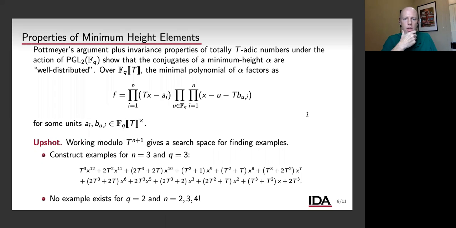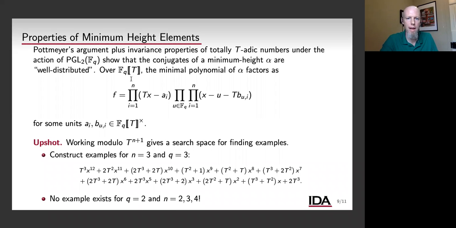All right, so as I was saying, I wanted to construct more examples of minimum height elements. And so it helps to go back to Pottmeyer's argument that we modified to try and understand what else you can say about these totally t-adic functions. And it turns out, and you can see this in the geometric picture too, that if you write down the minimal polynomial of one of these totally t-adic functions of minimum height, the Galois conjugates are sort of well distributed among residue classes, F_q-rational residue classes. Now they can't be really well equidistributed for these kinds of p-adic equidistribution result reasons, but they're sort of as well equidistributed as they could possibly be given the constraints they have on them.